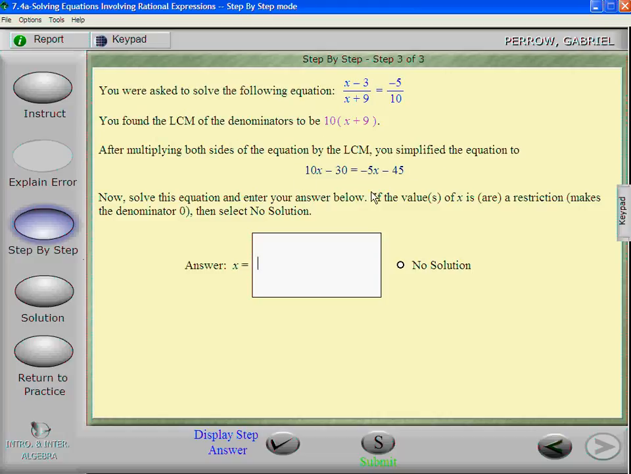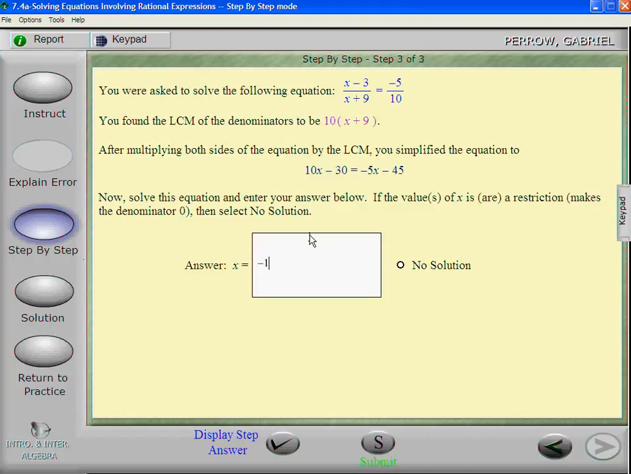This problem is linear, like the first ones we did, where you just try to get x by itself. We could add 5x to both sides. We'd get 15x over here. I could add 30 to both sides. I'd get a minus 15 over here. Divide both sides by 15. I should end up with a minus 1 as a solution for that.